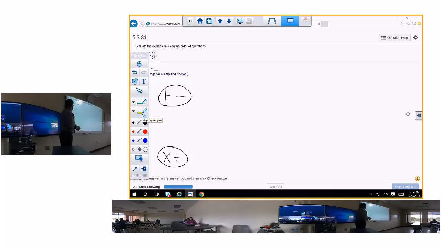Why didn't I put division and addition up here and put multiplication and subtraction down here? Why didn't I put subtraction and multiplication here and division and addition here? Why didn't I put minus here and division here and then multiplication and addition here? Why did I put these two together and why did I put these two together?